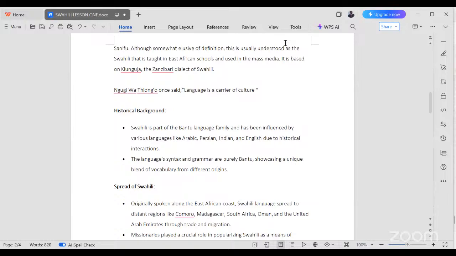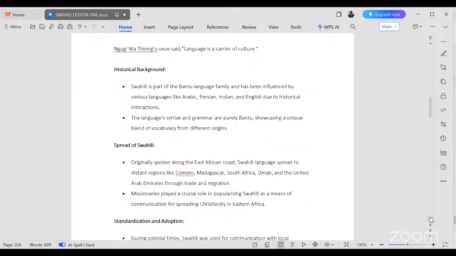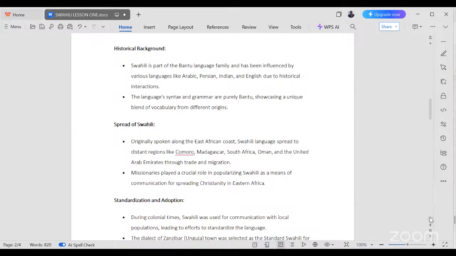So the language, Swahili, its syntax and grammar are purely Bantu, but it has borrowed some words from the languages or communities I've mentioned: Arabs, Indians, or Persians. Now Swahili, as I've said, was originally spoken, if you take note, on the eastern African coast. Swahili then spread to distant regions like Comoro, Madagascar, South Africa, Oman, and the United Arab Emirates. And this was through trade and migration.